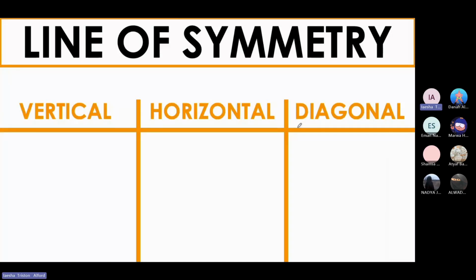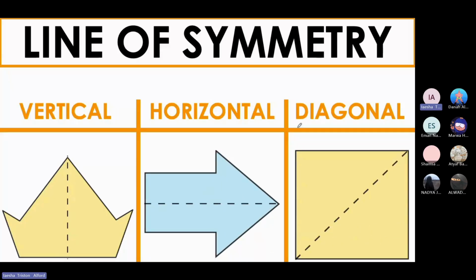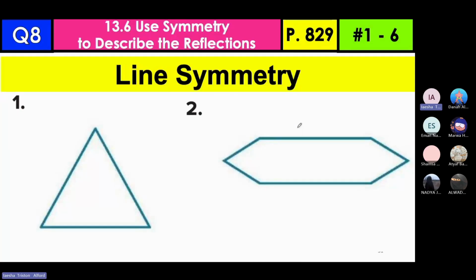When you're making lines of symmetry, you can have 3 kinds of lines. You could have a vertical line, a horizontal line, or a diagonal line. You need to consider all 3 of these when trying to see how many lines of symmetry you have. Questions 1 and 2 ask about line symmetry: how many lines can you draw to divide the picture into 2 equal parts?